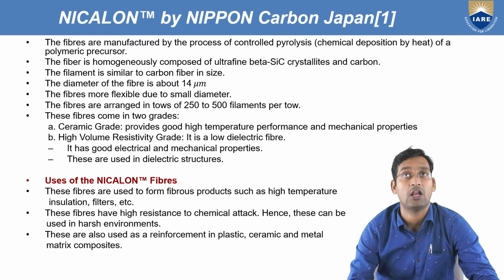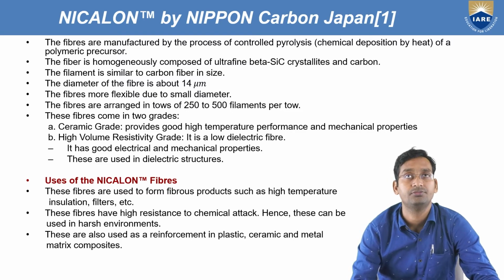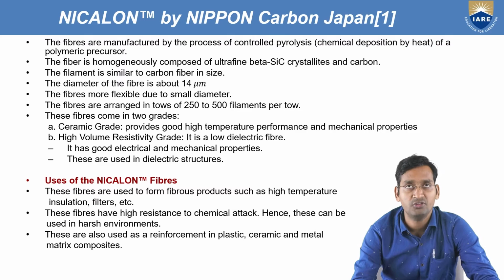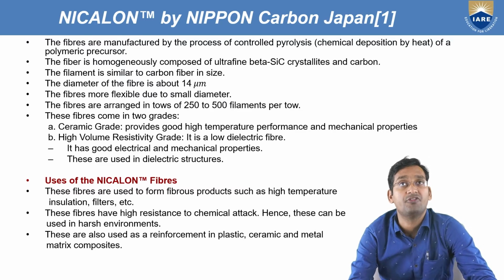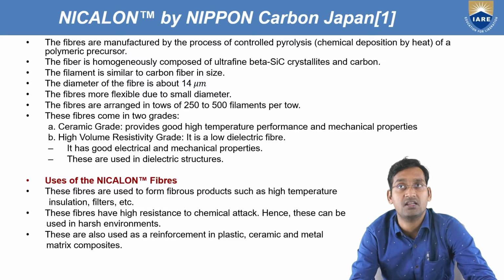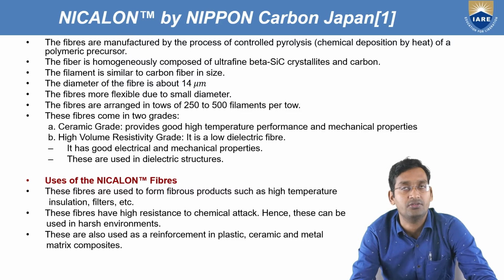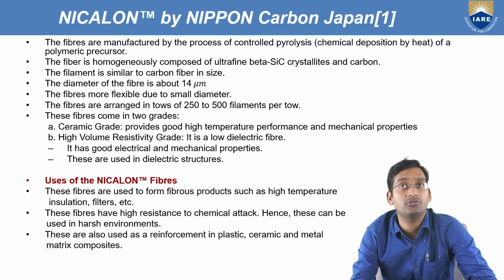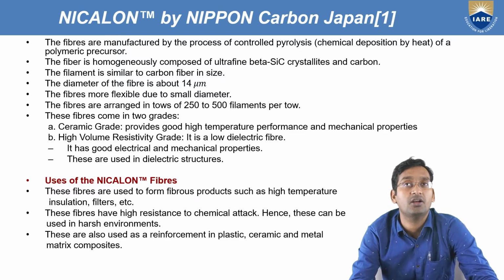Now, the second one is Nicalon, which is trademarked by Nippon Carbon, Japan. These fibers are manufactured by a process of controlled pyrolysis, chemical decomposition by heat of a polymeric precursor. The fiber is homogeneously composed of ultra-fine beta SiC crystalline and carbon. The filament is similar to carbon fiber in size. The diameter of the fiber is about 14 micrometer. We had seen that earlier it was 12 micrometer, so this is around 14 micrometer.